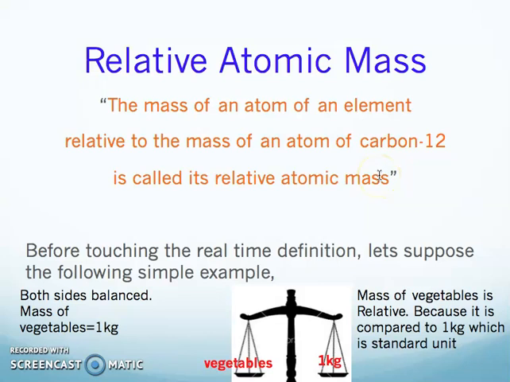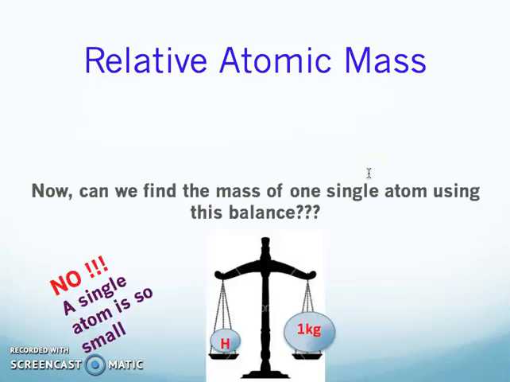How is it? I am going into the detail and we will come back to the first definition. Now we have the example of a physical balance, but the question is, can we find the mass of one single atom using this balance? The answer is no. Why? Because a single atom is so small that, how many atoms are you going to add on this left hand side to weigh 1 kg?